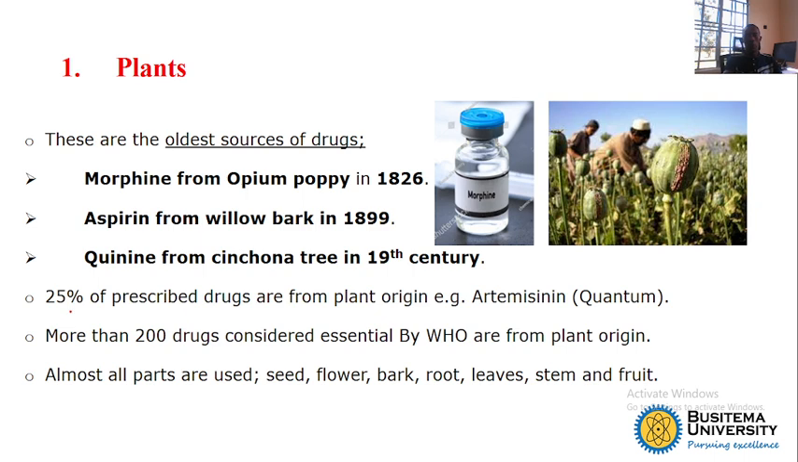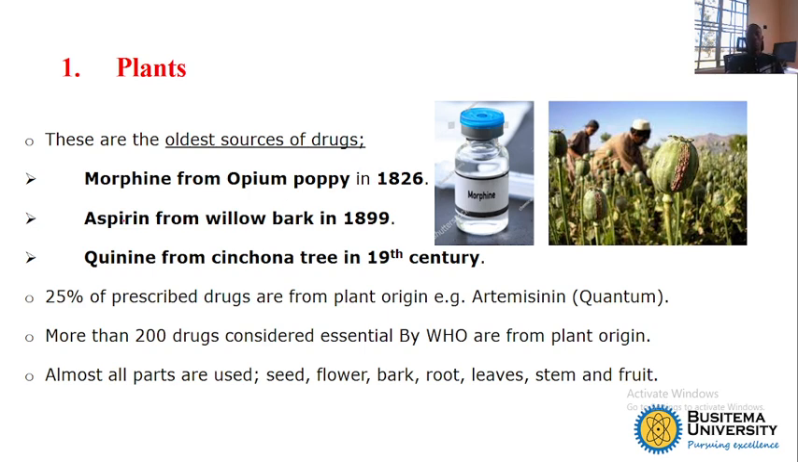Plants are one of the oldest sources of drugs, as you shall see with the example of morphine being obtained from the opium poppy, one of the earliest drugs to be isolated. Morphine was obtained from a plant called opium poppy. Scientifically, we call it Papaver somniferum, and that was as early as 1827.